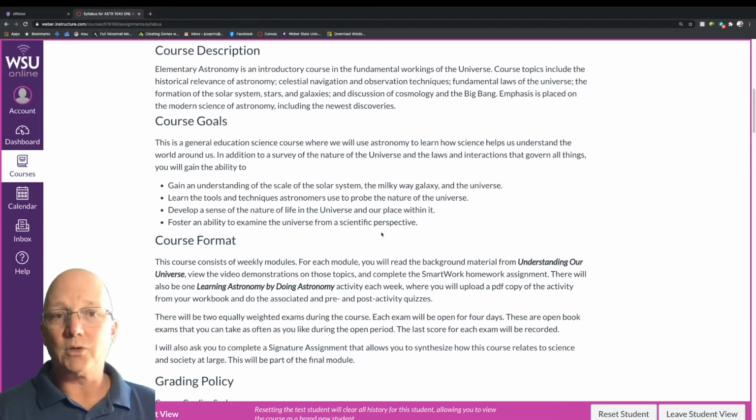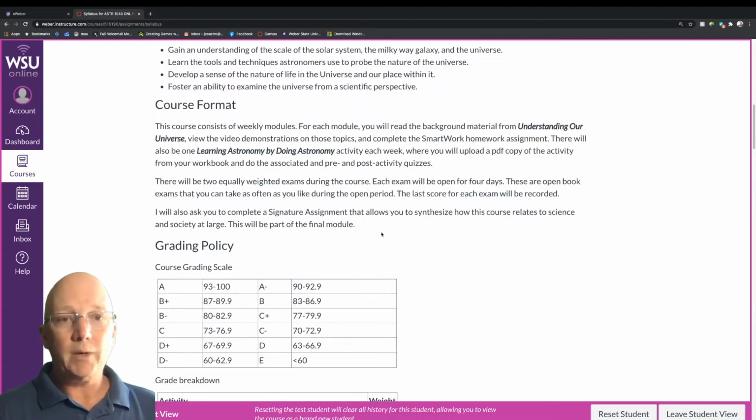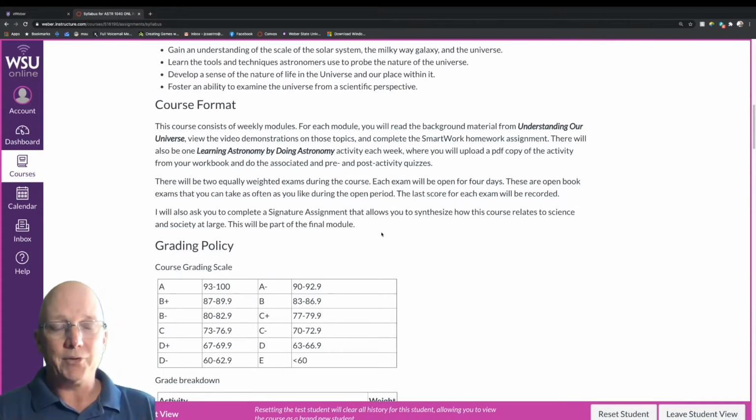The format for this course is online, and every week is going to consist of basically the same three things. You're going to have a reading in your textbook, you're going to have a hands-on activity that you're going to do at home, and then you're going to have your homework assignment.